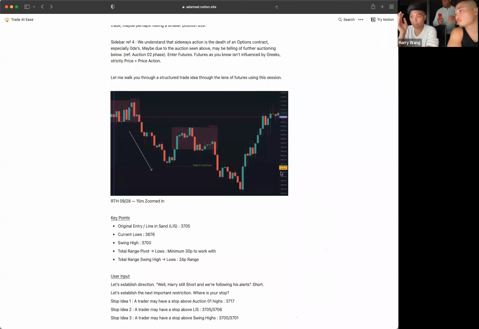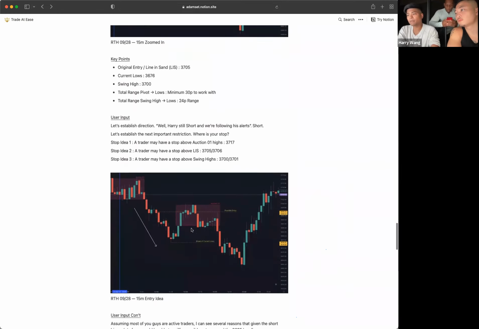The direction, we're going to play shorts. And where do we want to have our stops? I give you 3 for this breakdown example. Stop idea 1, the trader may have a stop above auction 01 highs. It's rather wide, but again, we have to structure a trade plan around it. So auction 01 may have a stop above 37.17. Stop idea 2 may have a stop above the line in the sand, which is Harry's original entry, 37.05. And stop idea 3, a trader may have a tighter stop above swing highs at 37.00.